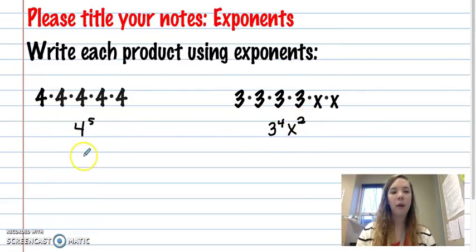Okay. Also, when you're writing these, be careful. We want you to write them up in the corner. We want you to write your exponents up in the corner like this. If you write them too big, then they start to look like a 45 instead of a 4 to the 5th. Okay.